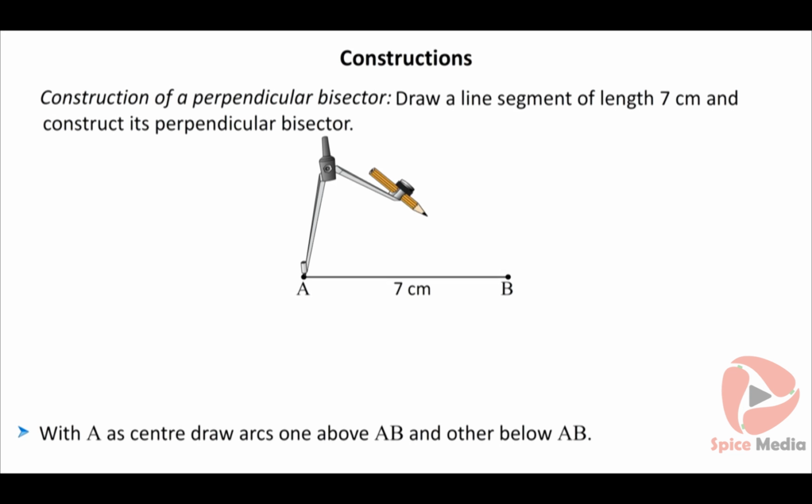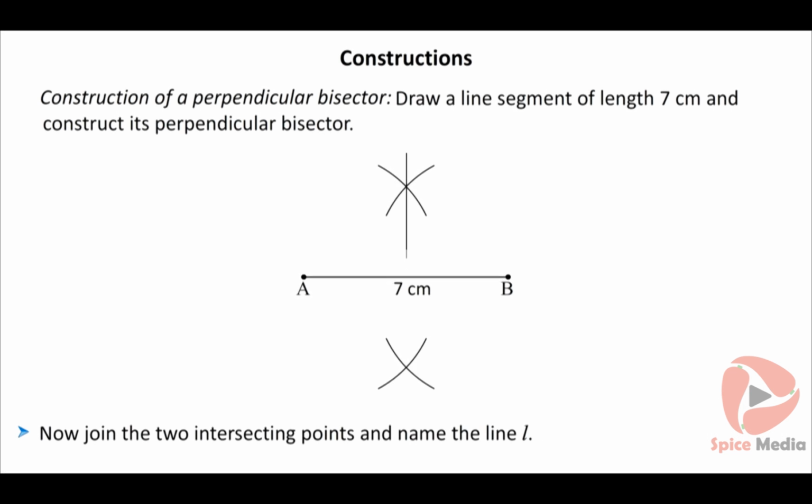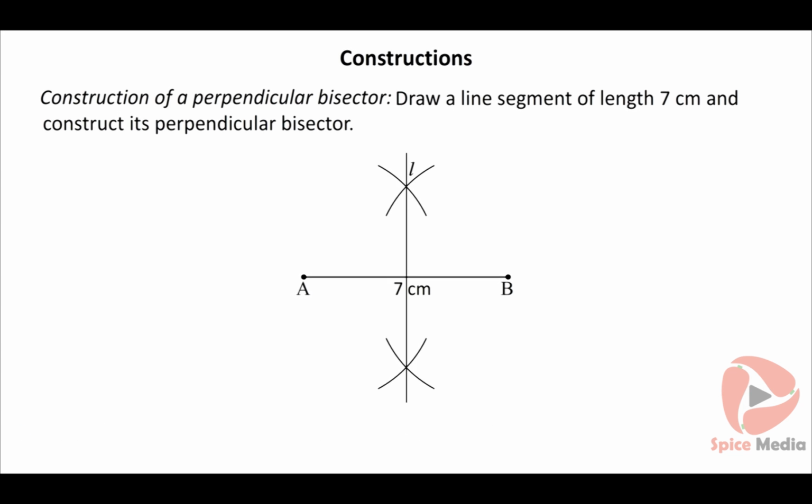With A as center, draw arcs one above AB and other below AB. With B as center and same radius, draw two more arcs to cut the previously drawn arcs. Now, join the two intersecting points and name the line L. The line L is the required perpendicular bisector of AB.